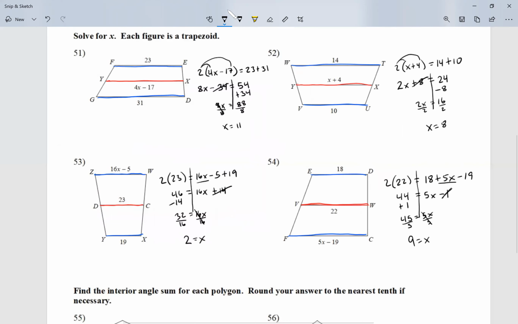Let me zoom out. So it was always the mid segment times 2 equals, and then you added the two other sides.